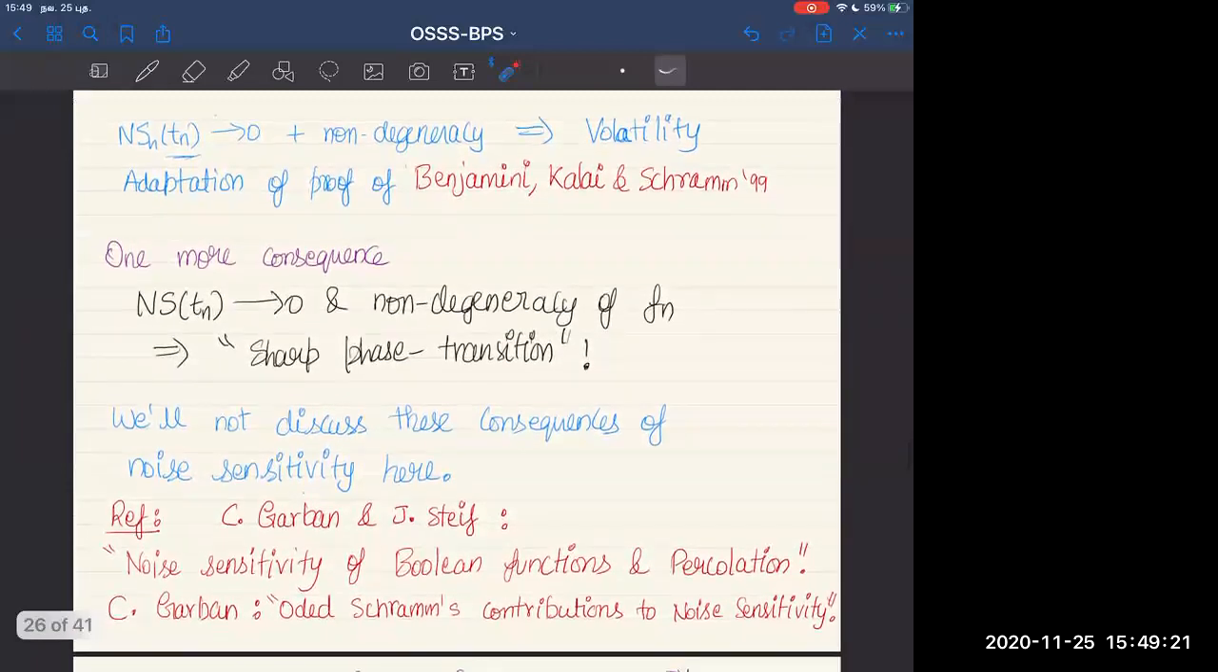Two very good sources: there is a book by Christophe Garban and Steif, and even better, a much faster introduction is a very nice survey by Christophe Garban explaining Oded Schramm's contributions to noise sensitivity. That covers a lot of the noise sensitivity literature, at least up to whenever he wrote it.